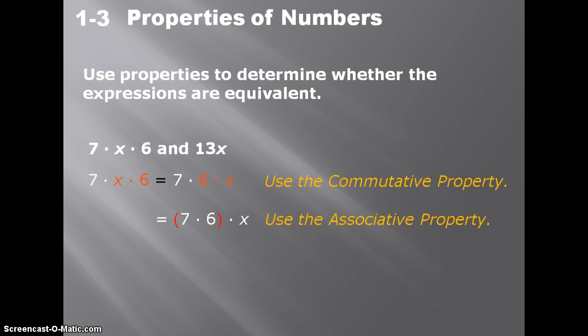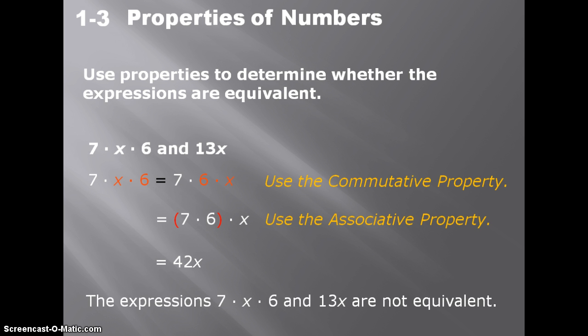Now that we have those two values in the front, we can group them together using the associative property. And when we multiply, we get 42x. Is that the same as 13x? No way. The expressions 7 times x times 6 and 13x are not equivalent.